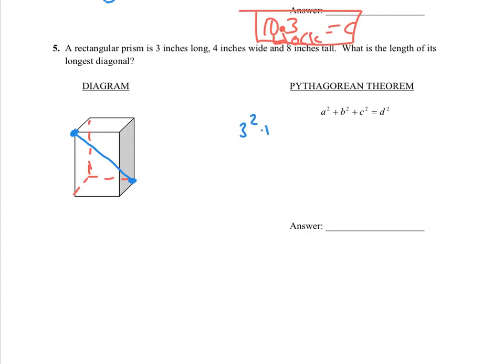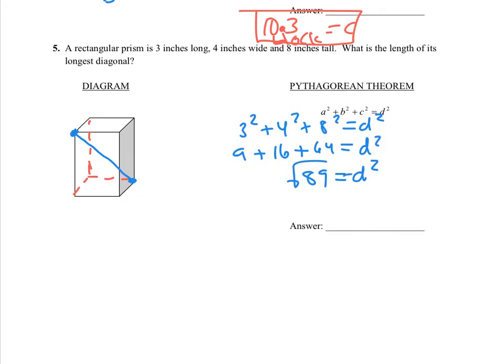So you've got 3 squared plus 4 squared plus 8 squared equals d squared. 3 squared, that's 9, plus 4 squared, that's 16, plus 8 squared, that's 64, equals d squared. 9 plus 16 plus 64 is 89, equals d squared. So to find the length of that longest diagonal, I'm going to take the square root of both sides. And the square root of 89 is, after I round it, so d equals 9.4. And there is a unit of measurement, and the unit of measurement is inches. So my final answer is d equals 9.4 inches.